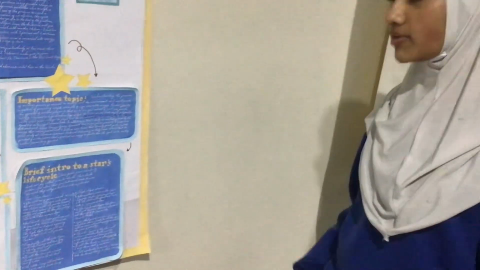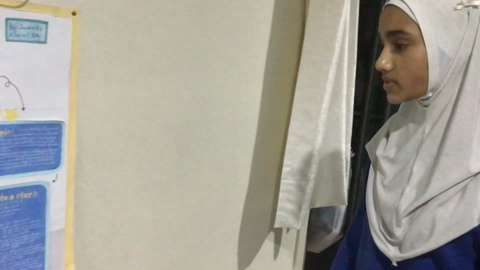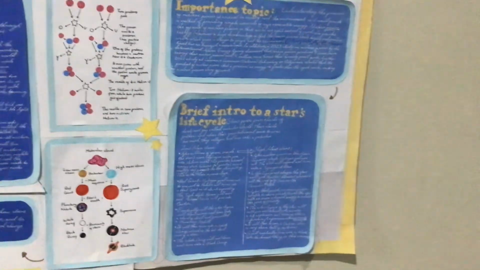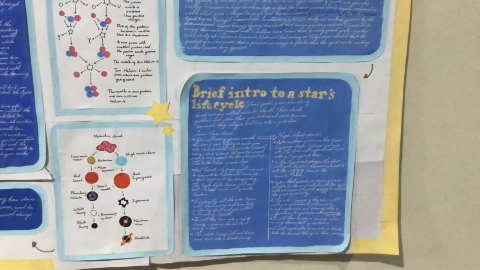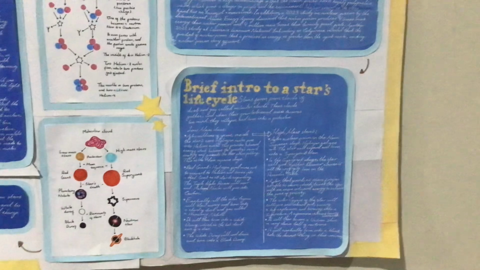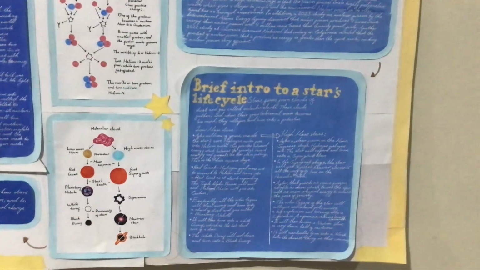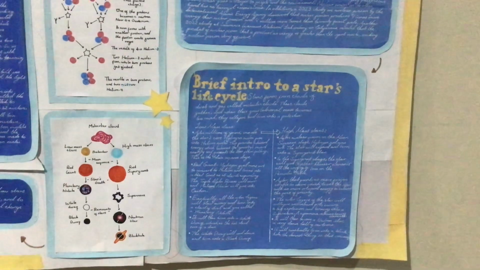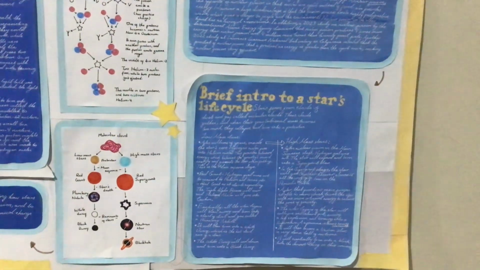Now, since this topic is related to stars, here is a brief intro to a star's life cycle. Stars form from clouds of dust and gas called molecular clouds. These clouds gather, and when their gravitational mass becomes too much, they collapse and turn into a protostar. There are two types of stars, low-mass stars and high-mass stars, and they have different life cycles. First, I'm going to explain the low-mass stars.